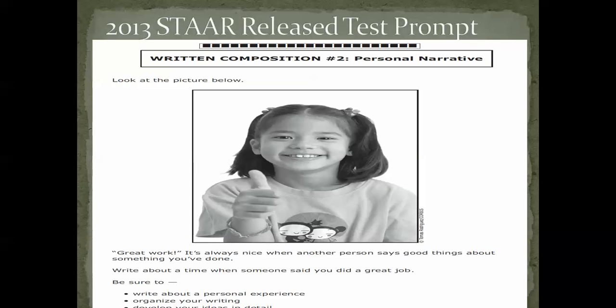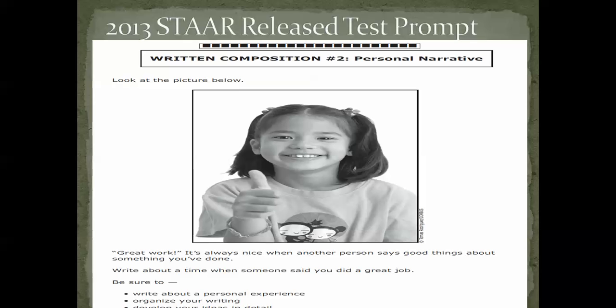And so what we're going to do today is look at the samples that we have from some of our campuses, which we are not going to show the student name, from 2013, last year. This was the release prompt, because you have to know the release prompt and what was expected before we can determine if they address the prompt or not. So you see a picture of a little girl with a thumbs up, and this is a truism: Great work. It's always nice when another person says good things about something you've done.